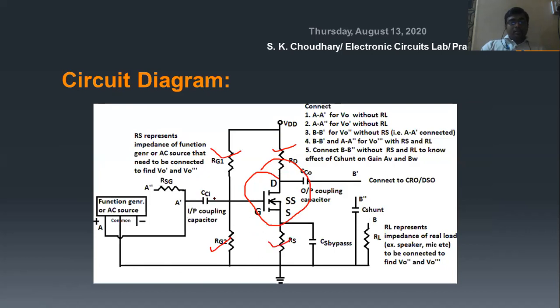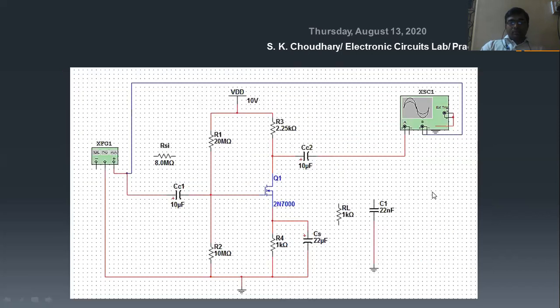Only we have added the AC components: the input coupling capacitor, output coupling capacitor, then the bypass capacitor, as well as the source resistor, load resistor and shunt capacitor for studying the frequency response of the amplifier. We also have to provide the AC voltage source as a function generator, and we will observe the output on the CRO or DSO. Okay, so this much is the requirement.